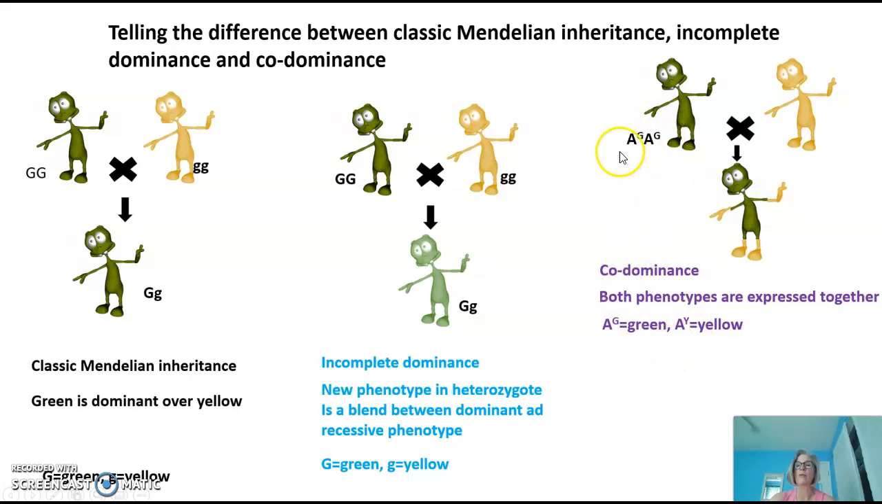So my green alien would be A superscript G, A superscript G. My yellow alien would be A superscript Y, A superscript Y. And my multicolored alien would be A superscript G, A superscript Y.